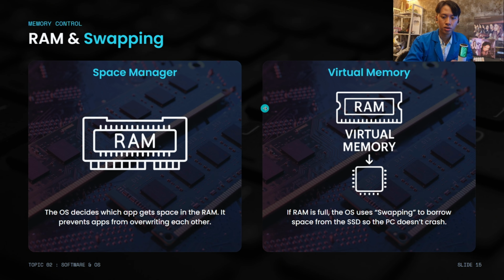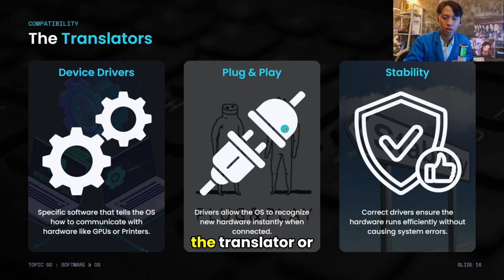Then the translator, or what we call the device driver. These are the translators. They tell the operating system exactly how to talk to specific hardware, like the keyboard, mouse, and others. This is why we have plug and play. A stable driver means a stable PC. A bad driver means a blue screen of death. You really don't want that to happen, right?